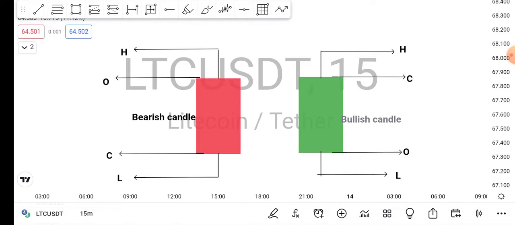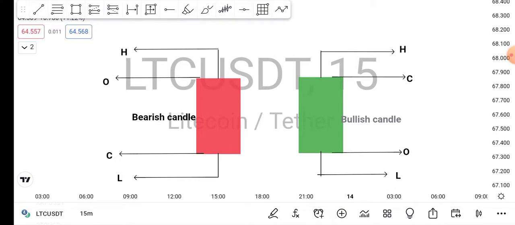So now regardless of the nature of the candlestick, every candlestick gives us four vital pieces of information, and that's what makes it vital. The first one is the open price. The second is the close price. The third is the high, and the fourth is the low. Now this is what makes candlestick more important.